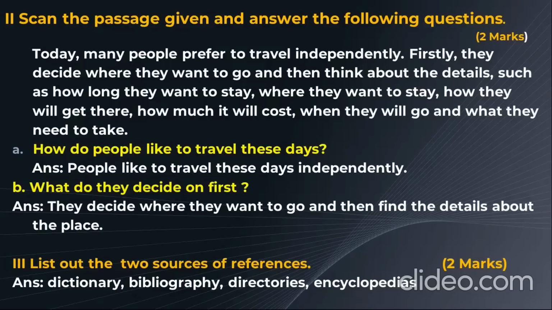Third question is from the referencing skill. List out the two sources of references. You can mention any two sources like dictionary, bibliography, directories, encyclopedia, etc.